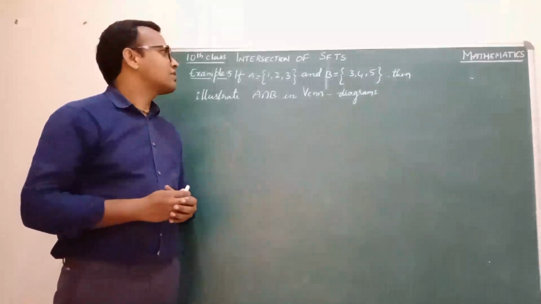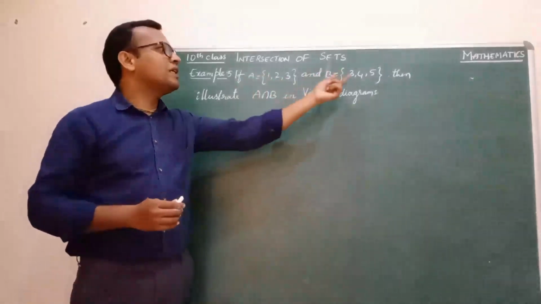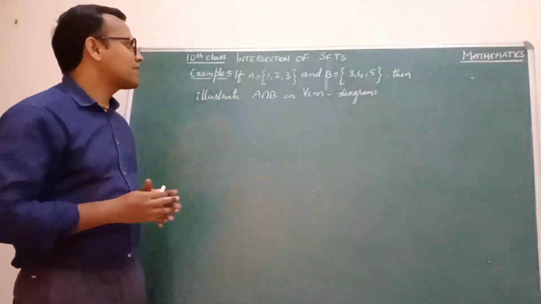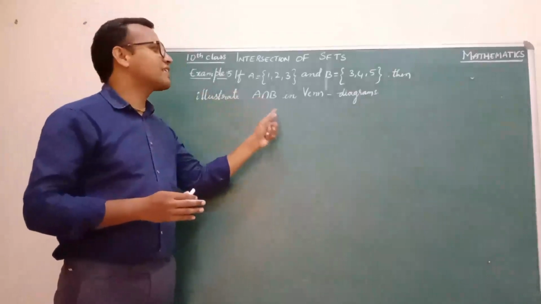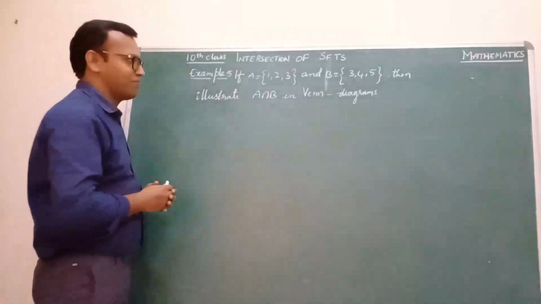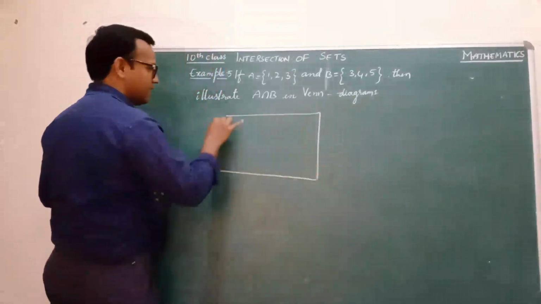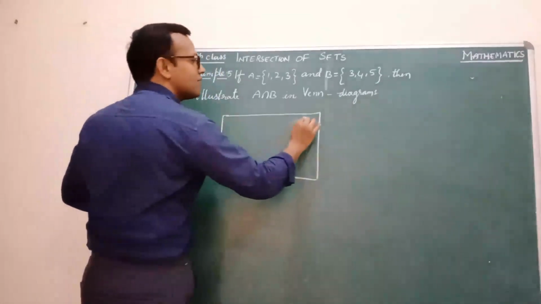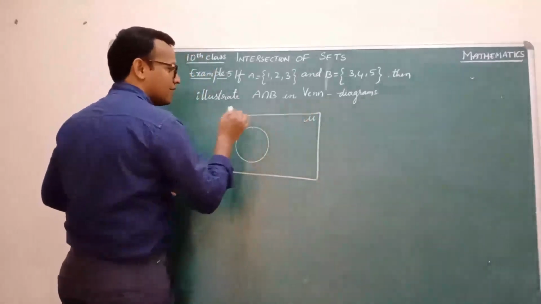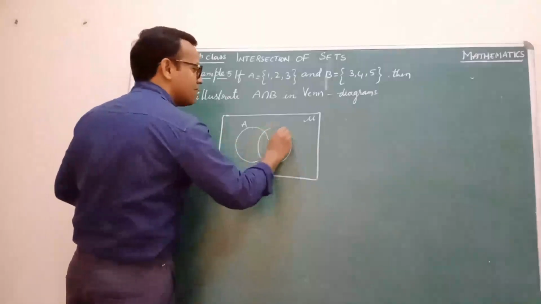Now here is the question. Set A is the set of 1, 2, 3 and B is the set of 3, 4, 5. There are two sets given, A and B, and we are asked to illustrate A intersection B in a Venn diagram. So let us do the illustration. Generally, a rectangle is taken to represent the universal set mu, and sets are taken as curved shapes, generally circles or ovals.